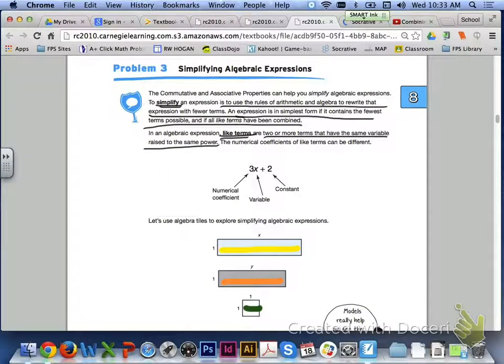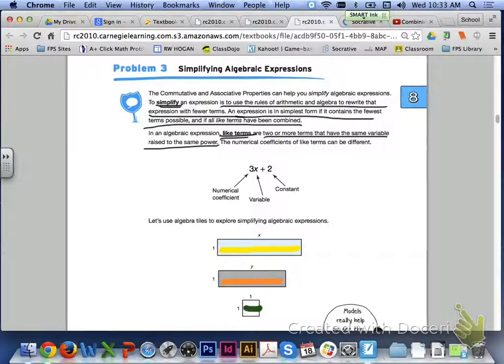Let's take a look at problem 3 on page 545, simplifying algebraic expressions. The commutative and associative properties can help you simplify algebraic expressions. To simplify an expression is to use the rules of arithmetic and algebra to rewrite that expression with fewer terms. An expression is in simplest form if it contains the fewest terms possible, and if all like terms have been combined. In an algebraic expression, like terms are two or more terms that have the same variable raised to the same power. The numerical coefficients of like terms can be different.